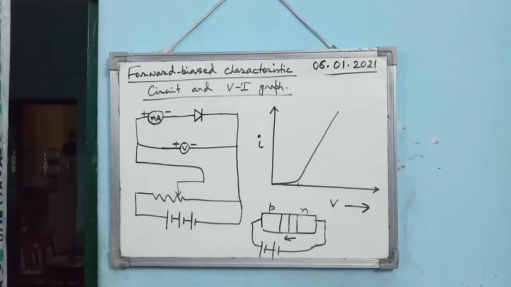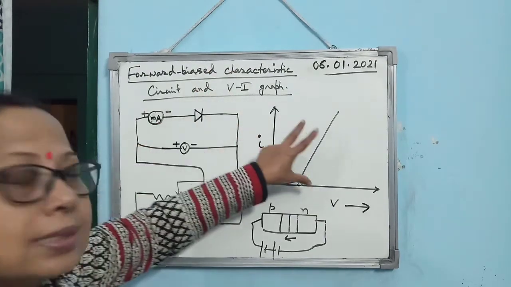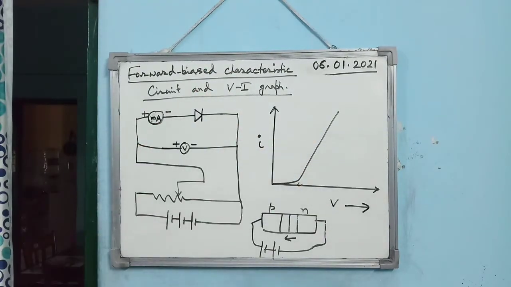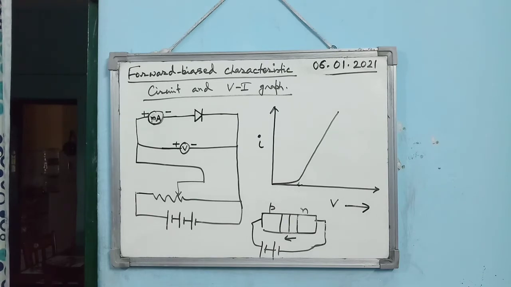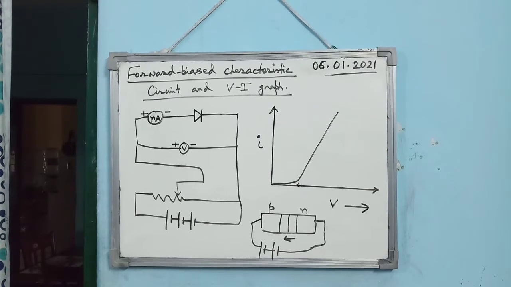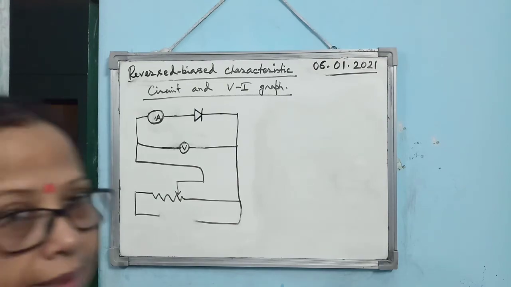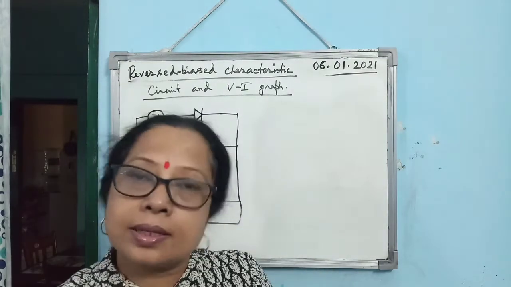Now for exam, what is important? This diagram as well as this graph is very, very important. So you must practice the circuit diagram as well as the forward biased characteristics graph. Next is coming reversed biased characteristics circuit and the corresponding characteristics graph.